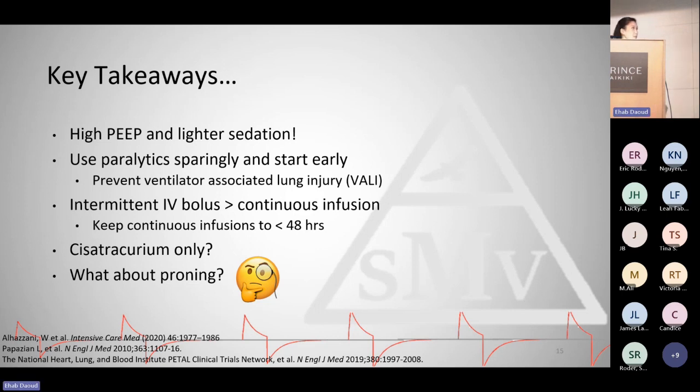If you're going to use a paralytic, we recommend to use cisatracurium. There's really no data looking at all the other paralytics, like rocuronium, vecuronium. All these studies basically look at cisatracurium. And then there's a question. So how does proning affect this? That's for you, my colleagues, to figure out and to publish too.